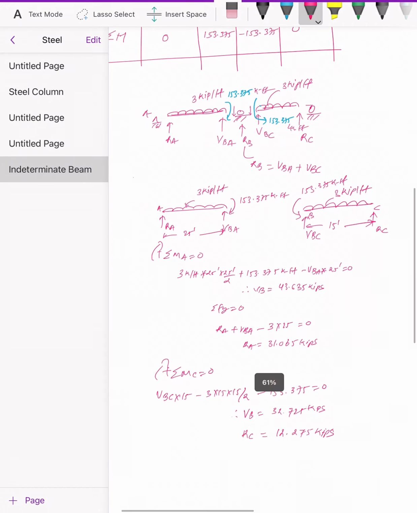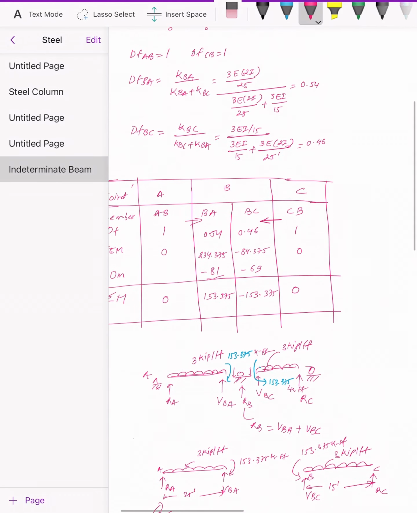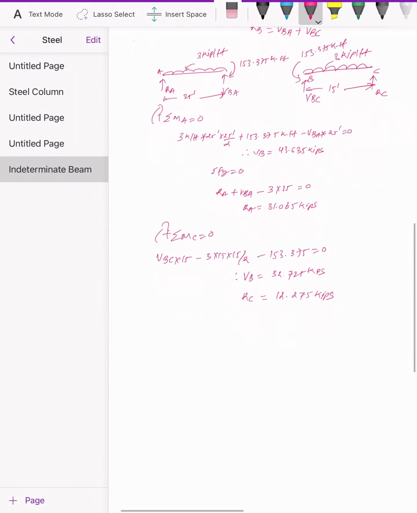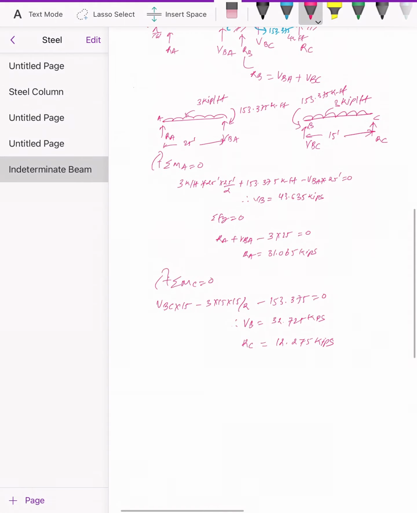Okay, so our main calculation, the moment at internal support B, is calculated: it's 153.375. We're trying to find the reactions, and we'll plot the shear force and bending moment diagram. Alright, so we got our reaction forces. Reaction force at A is equal to 31.365, I think.